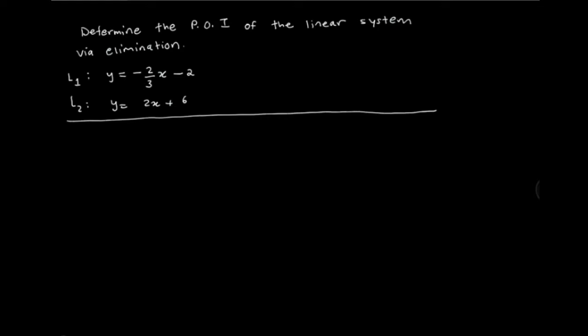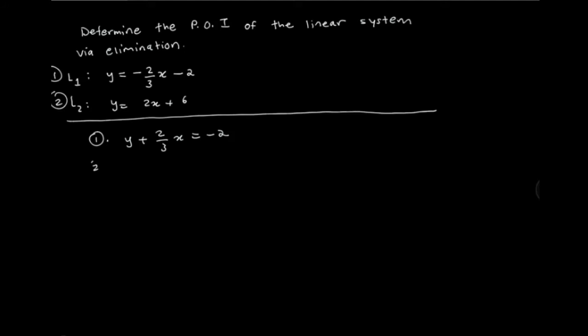So how I'm going to do that is I'm going to call this guy equation 1 and this guy equation 2. Equation 1, I'm going to put all the terms that include variables on one side of the equation and all the constants or the numbers on the other side of the equation. So I'm going to take the negative 2 over 3x, I'm going to move it to the left side, so you get y plus 2 over 3x is equal to negative 2, right?